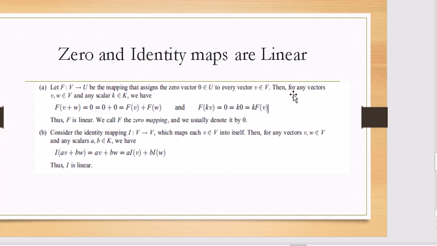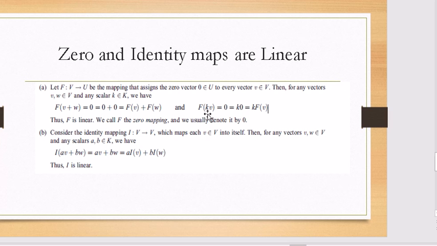Now to prove that this F is linear, that is, to prove that the zero map is linear, we take two vectors from V and a scalar from K, and now we will check the first condition of a linear map. F of v plus w is equal to 0. This is the definition of the zero map: when we apply F to any vector we get 0, and this 0 can be written as F of any vector.